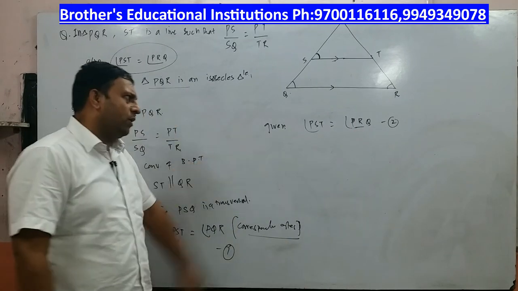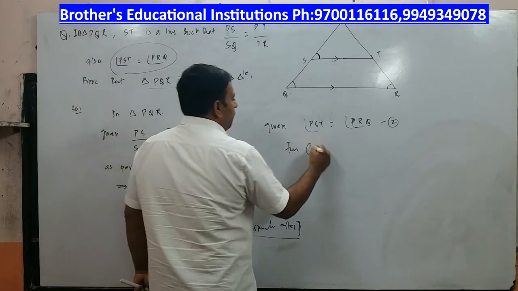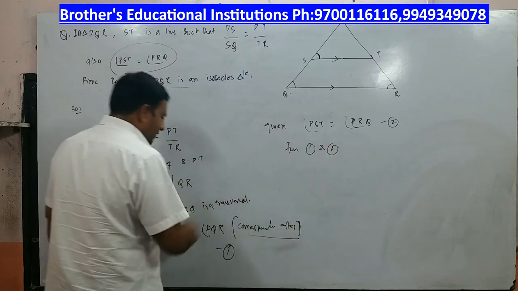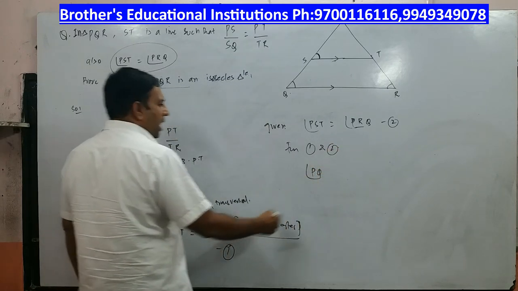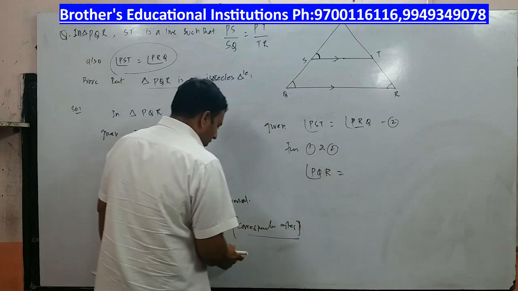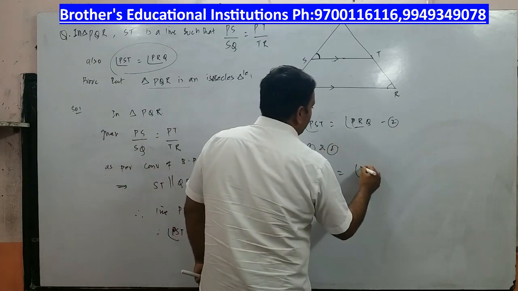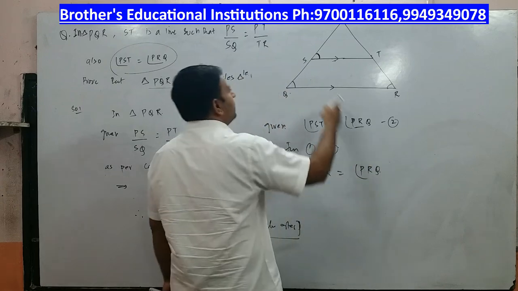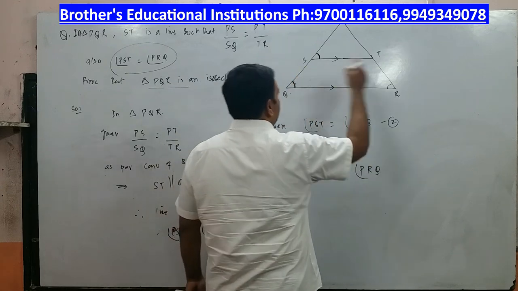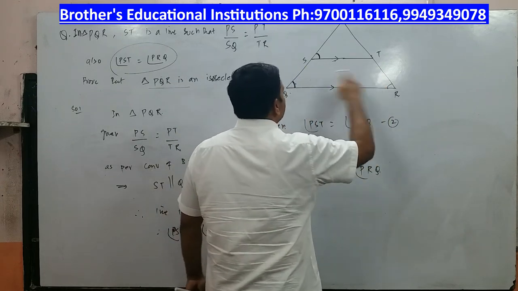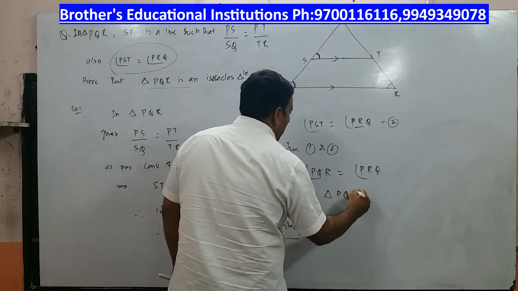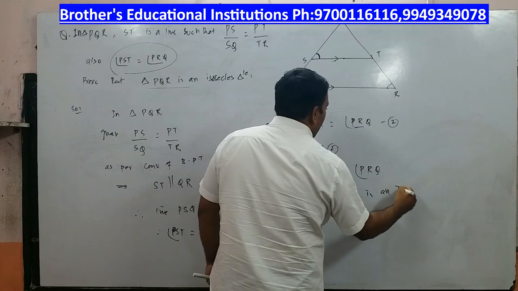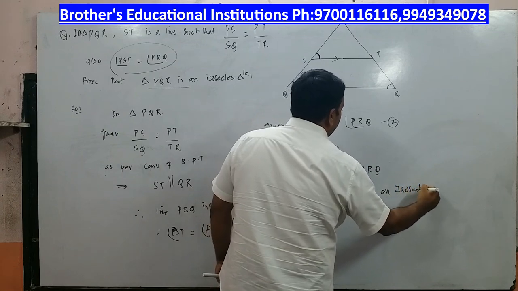The left hand side is equal. I will write from 1 and 2. PST and PST are equal. So angle PQR is equal to angle PRQ. Please observe, angle PQR means this angle is equal to this angle. Two angles are equal in a triangle. Therefore, triangle PQR is an isosceles triangle.